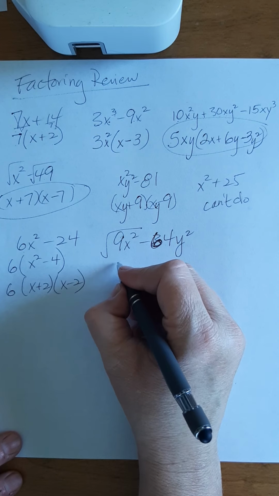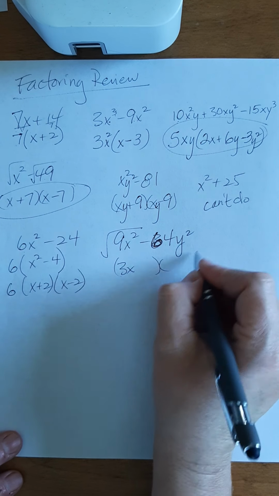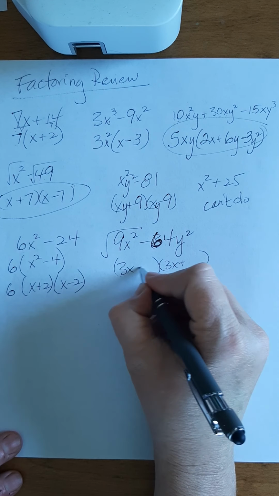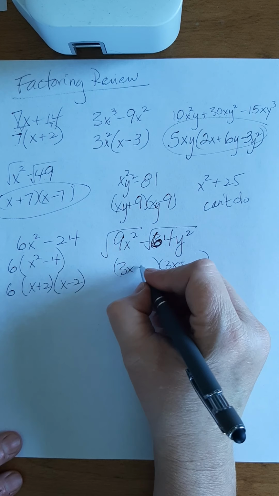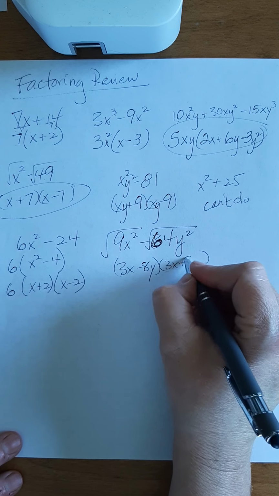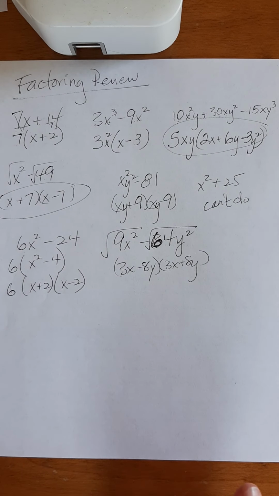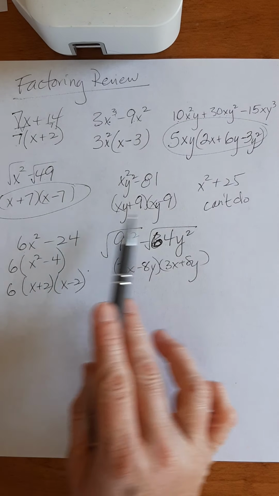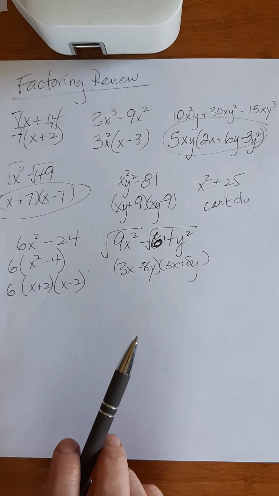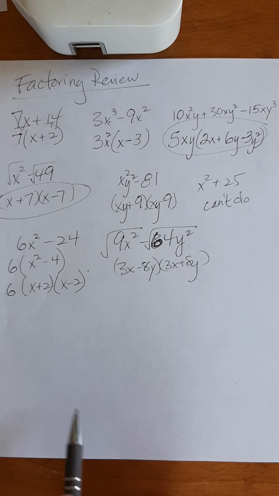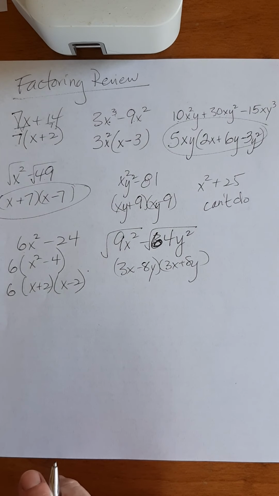Square root of 9x squared, 3x. One plus, one minus, it doesn't matter the order. 8y and 8y. So if it's two terms and you can't just take something out, and it looks like perfect squares, it's probably a difference of squares.